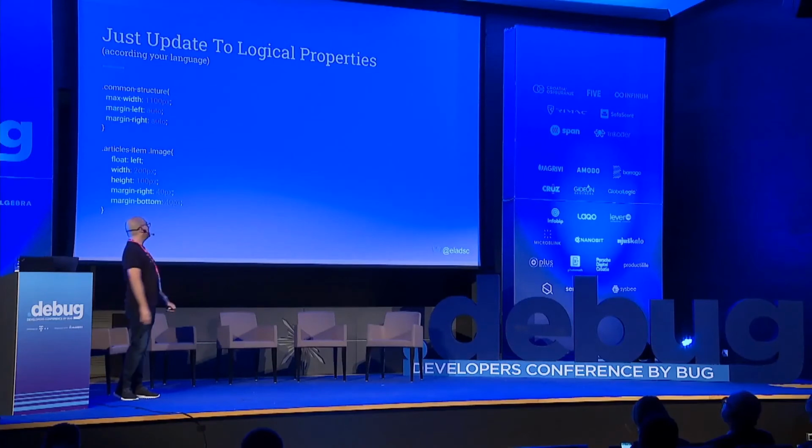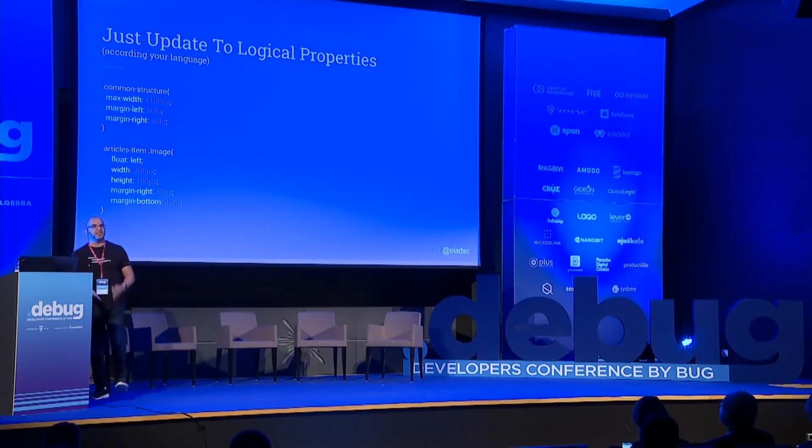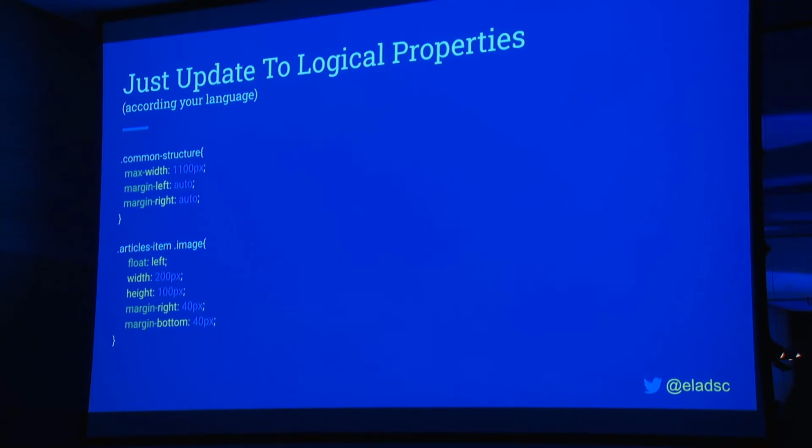You don't believe me? Let's do it together. We have this code that is built with physical direction. And we know that this code is for an English or Croatian website that is going from left to right. And now we need to update all those physical properties to the new logical ones. Let's take the first one, max width. We no longer have the width property, and we know that we have the new size property.